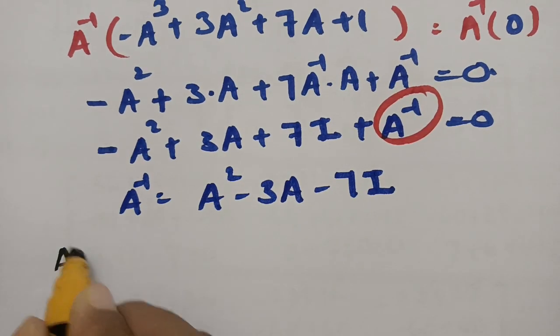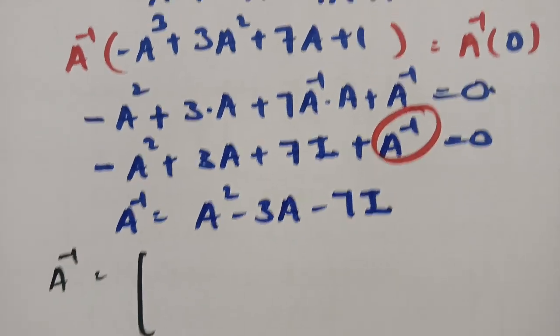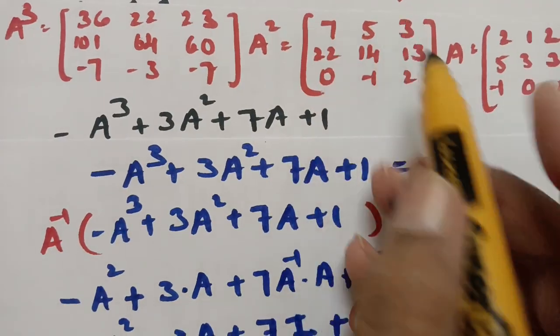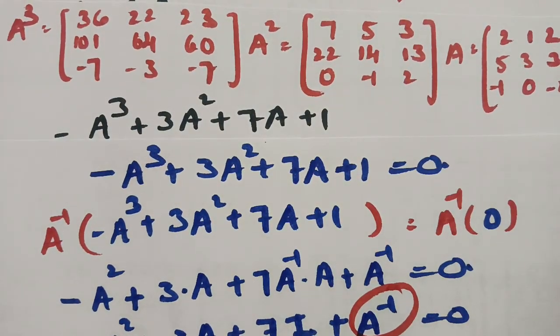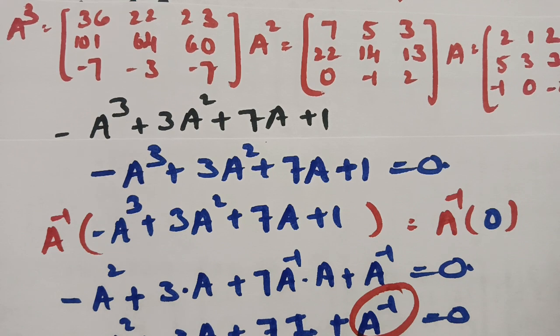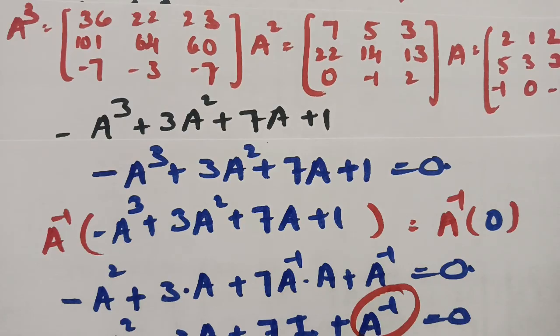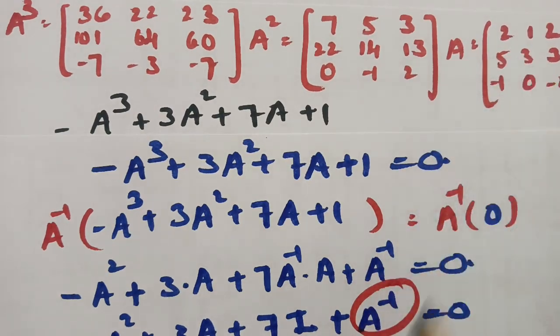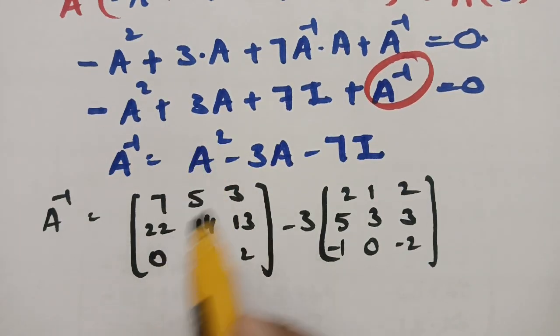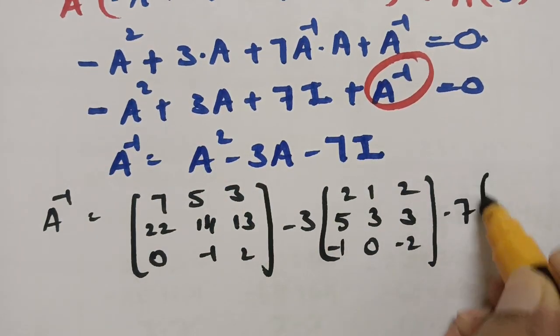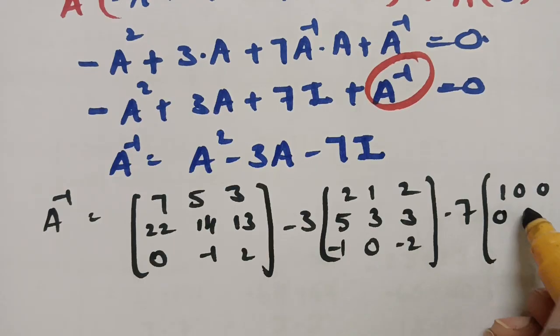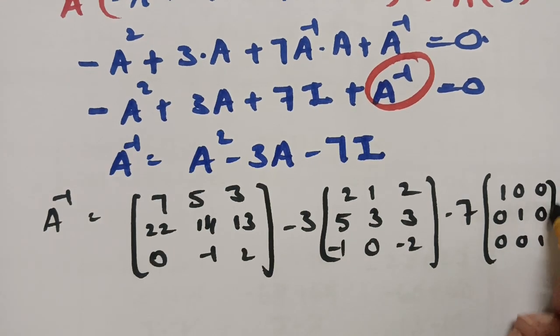So A inverse value is, what is our A square value? Just now we found the A square value is nothing but 7, 5, 3; 22, 14, 13; and 0, minus 1, 2. Minus 3 times, what is our A value here? This is 2, 1, 2; 5, 3, 3; minus 1, 0, minus 2. After substituting the A square value and A, this is going to become 7 into I, that is 1, 0, 0; 0, 1, 0; 0, 0, 1.